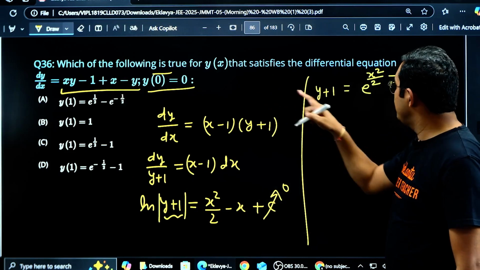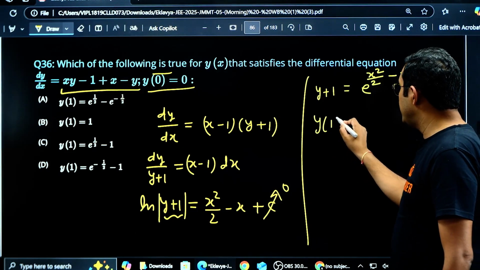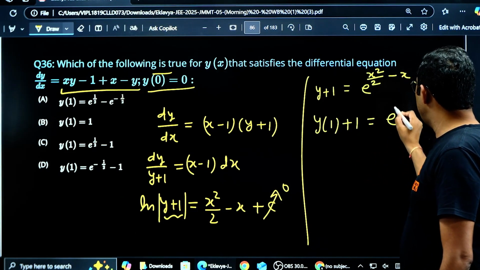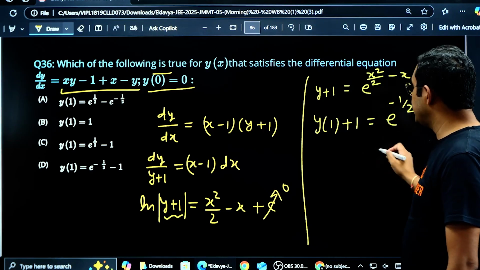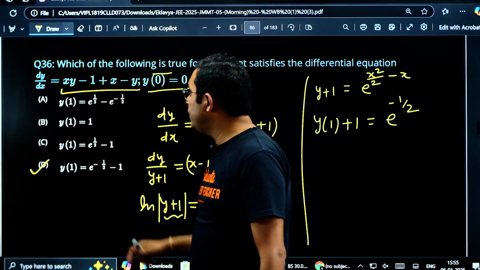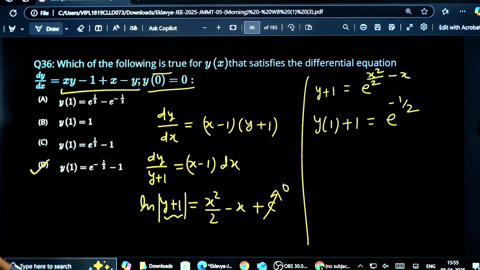Now I think I have to put x is equal to 1. So we get y(1) plus 1 is equal to e power minus half. So 1 will go that side. So our answer will be D, that is e power minus half minus 1.